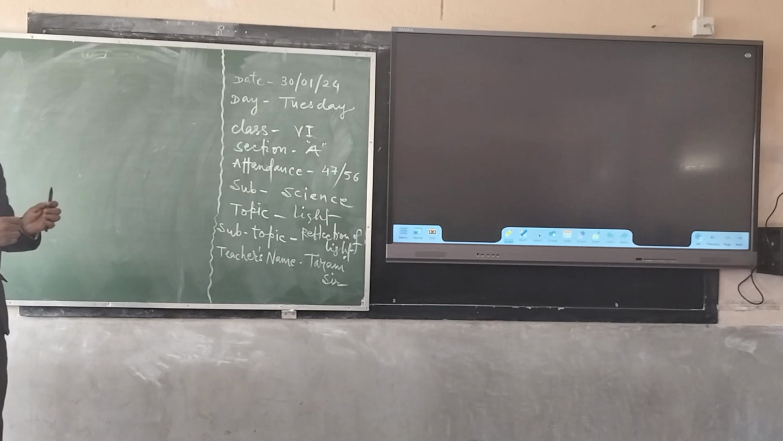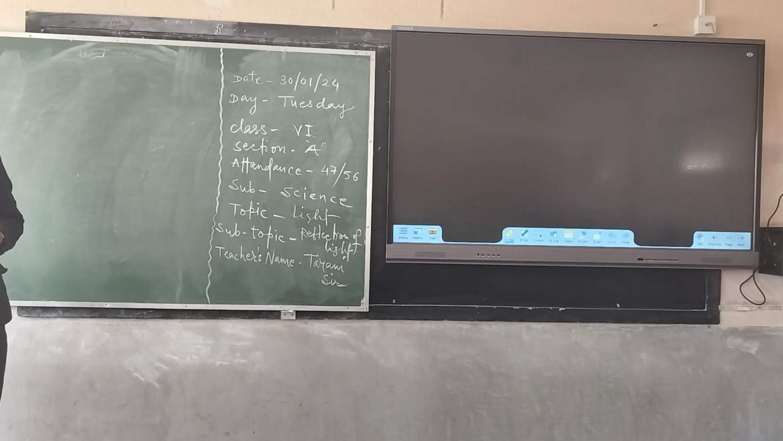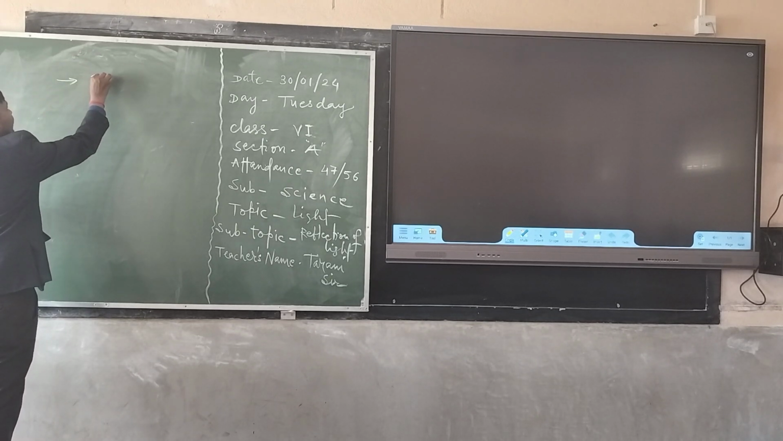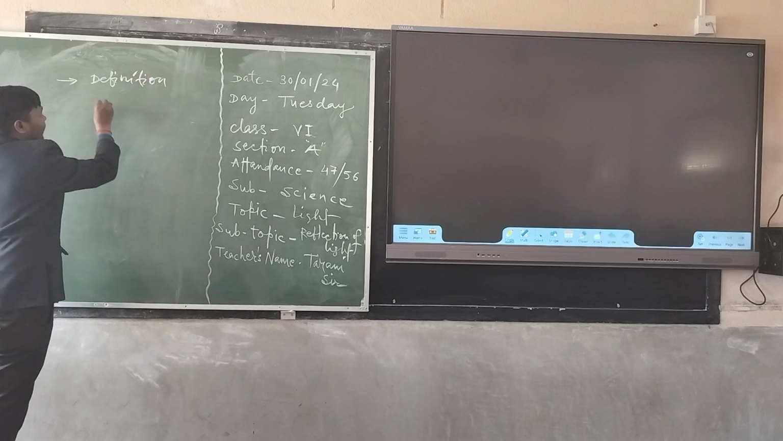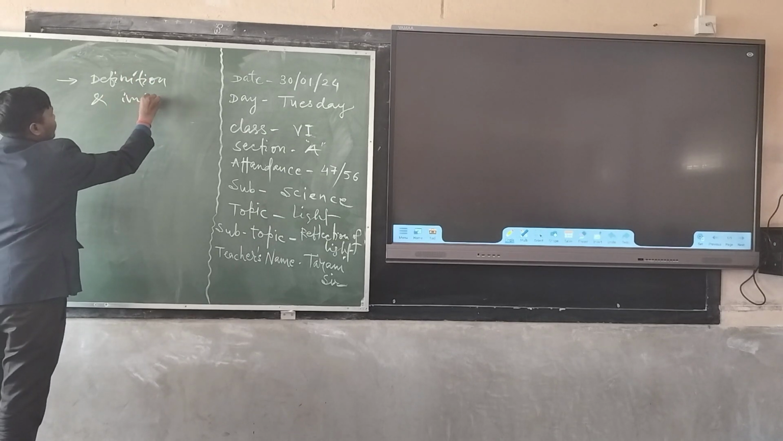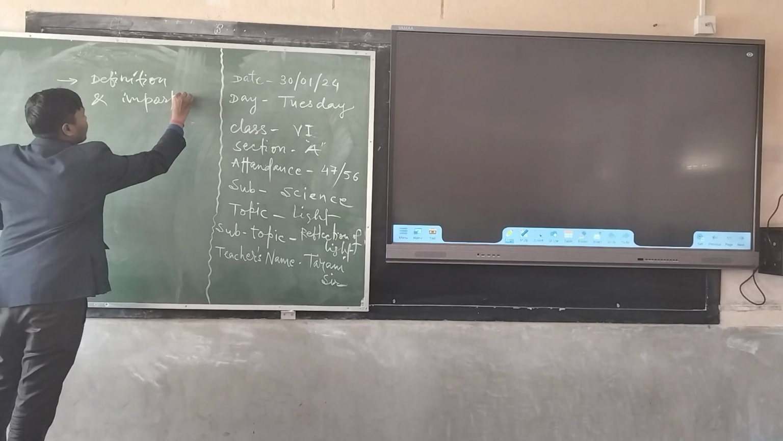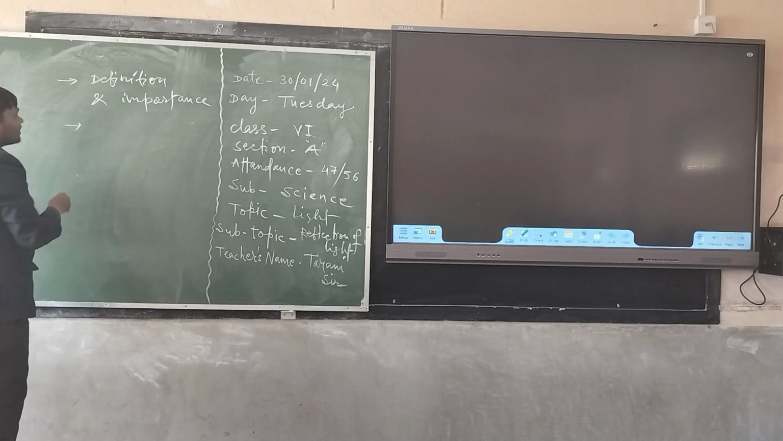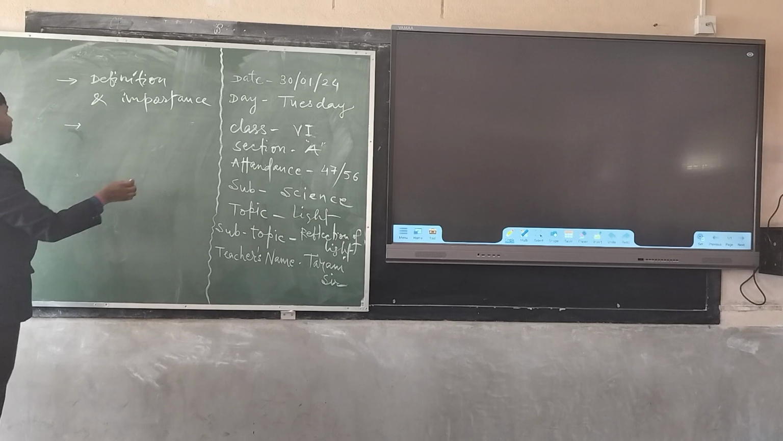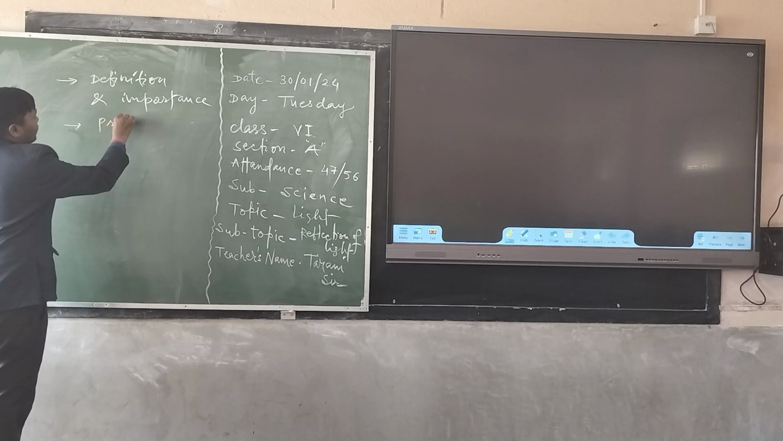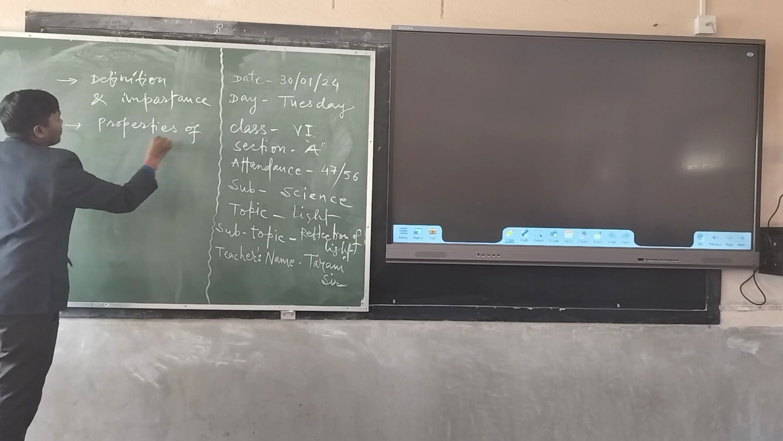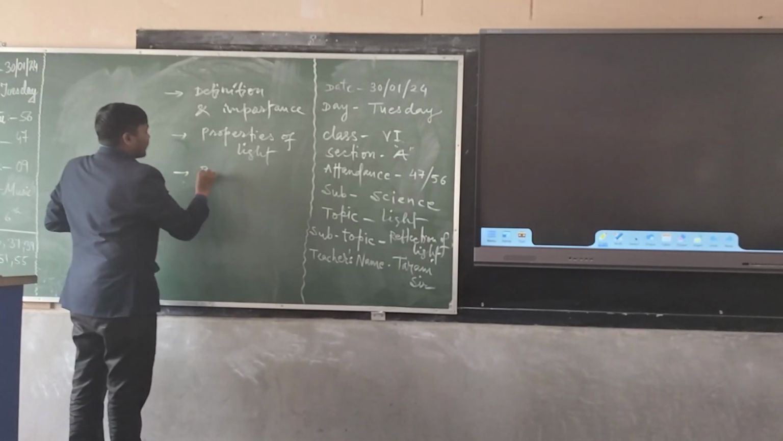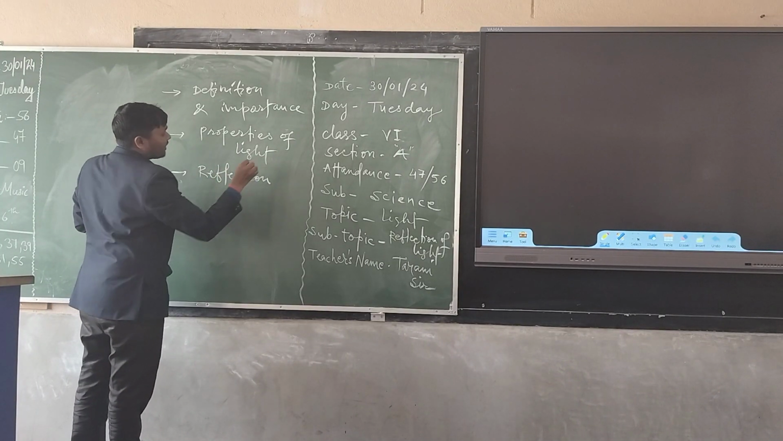First of all, I will make a list of what we will discuss today in this chapter. First, the definition of light and its importance in our daily life. Is light important in our daily life or not? Yes, sir. Can you imagine our life without light? No, sir. Next, a few properties of light, and our topic, reflection of light.